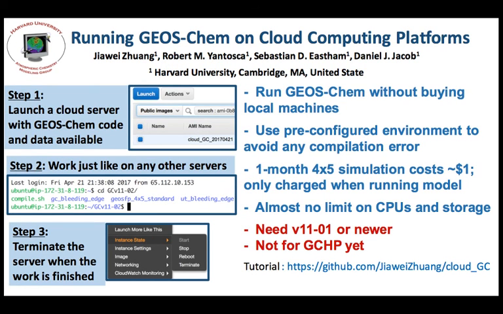We have tested GEOS-Chem on cloud computing platforms. This new technology allows you to launch a server in the cloud and run GEOS-Chem immediately without having your own machine. And the system will be correctly configured, so you don't need to spend any time on software engineering, and you can just do the science. A one-month benchmark simulation only costs about $1, and you can request any amount of CPUs you like. But it only works for version 11 and not for GCHP yet. You can find the tutorial online. Thanks.